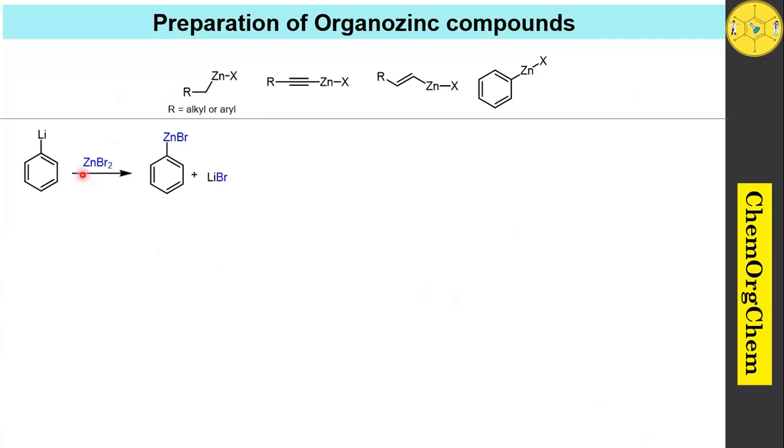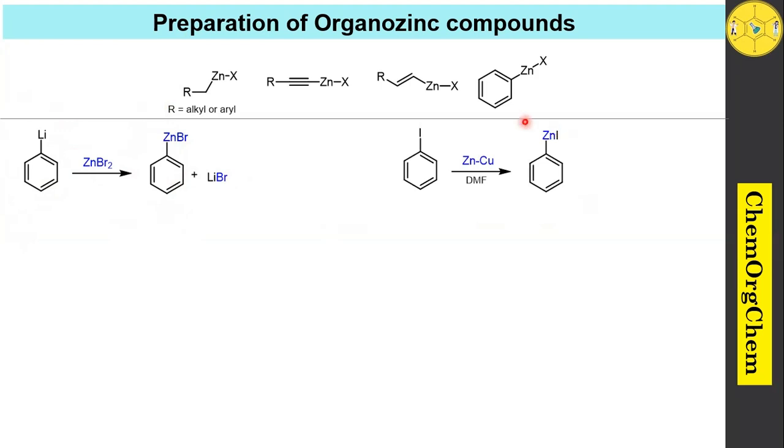So this is one of the methods. When you take the organohalide and treat it with n-butyllithium, it readily generates the corresponding organolithium species, which then reacts with zinc bromide to readily produce the corresponding organozinc compound.